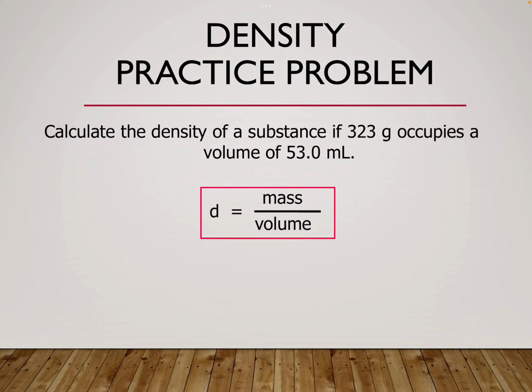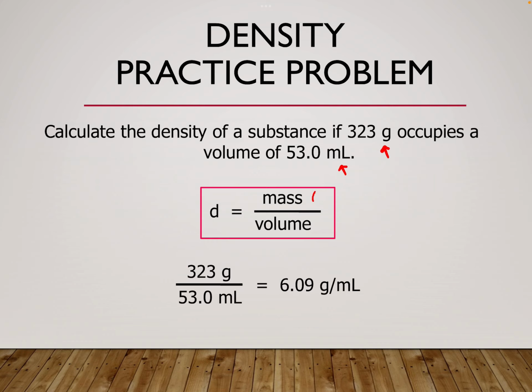All right, let's go ahead and get some practice with this numerically. It's a pretty easy equation, density equals mass over volume. So let's go ahead and try it out. This one says, calculate the density of a substance if 323 grams occupies a volume of 53.0 milliliters. So we have grams and milliliters, so we have a mass and we have a volume. We can just plug that into our equation. Density equals mass over volume.